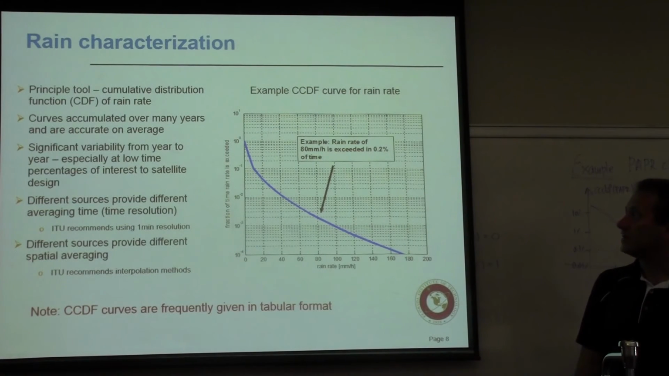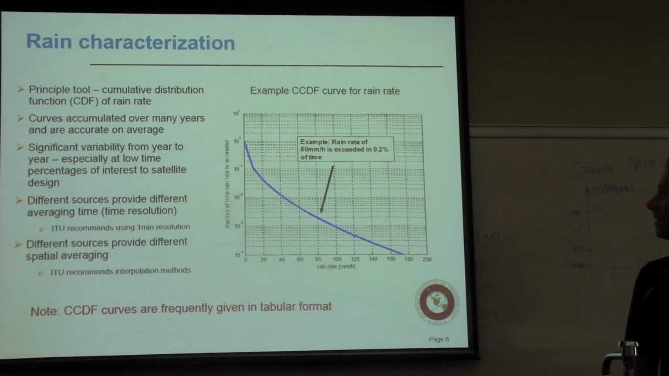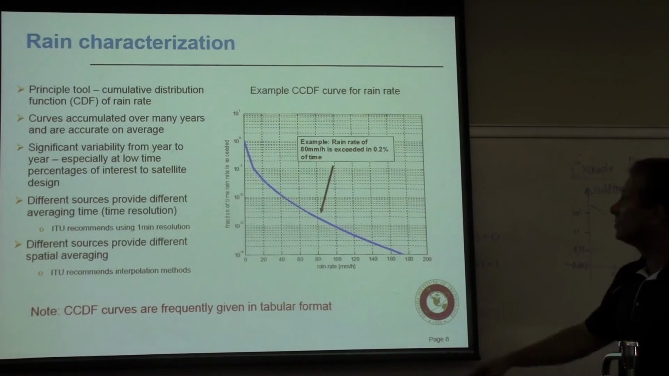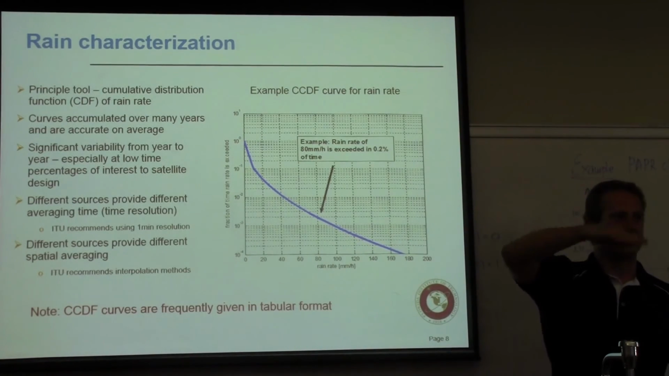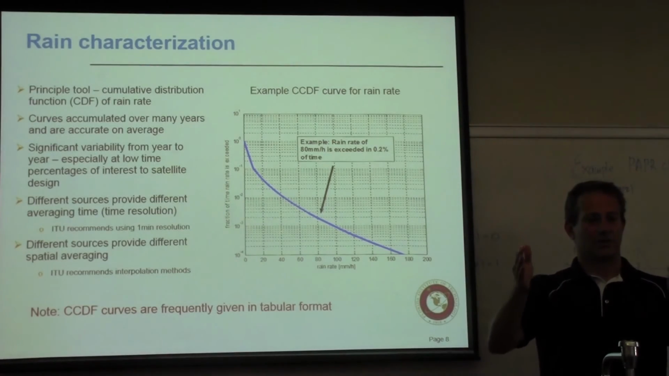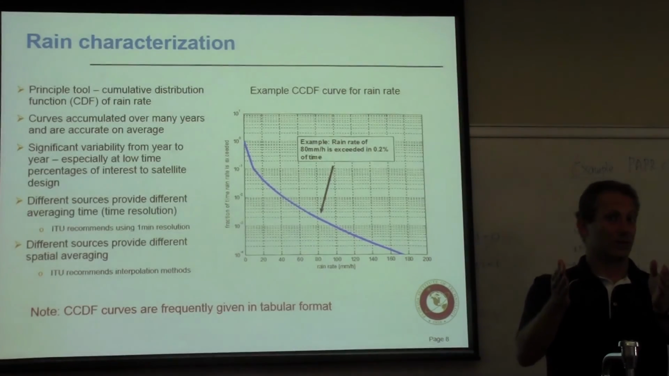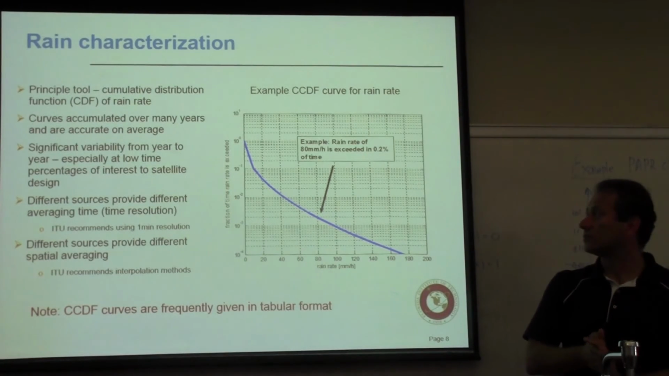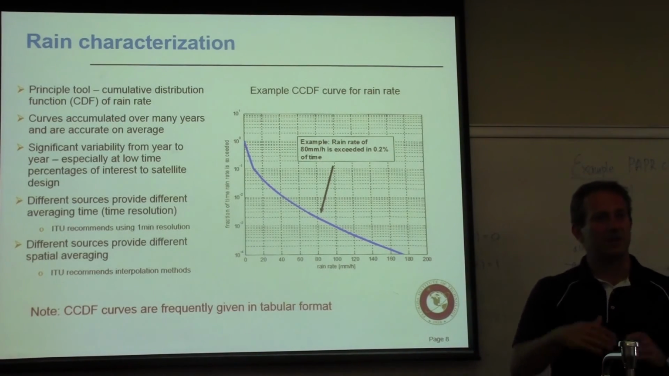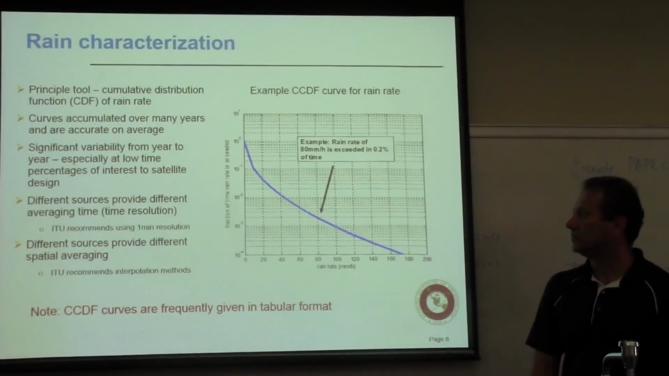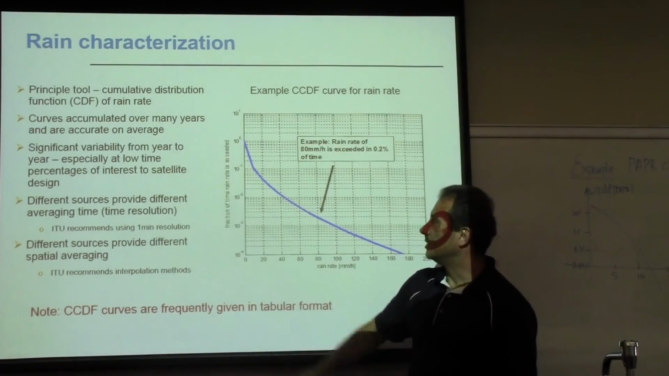There are several sources for this data. Over the years, they provide you different spatial resolution and time resolution, right? The time resolution is, it never rains at a constant rate, right? So it kind of rains like this. And the question is, how do you sample this? Or in other words, how do you average this? A lot of sources would average in 1 minute increments. Sometimes you're going to get them in hour increments, but most of the ones that we use for satellite design are in 1 minute increments.